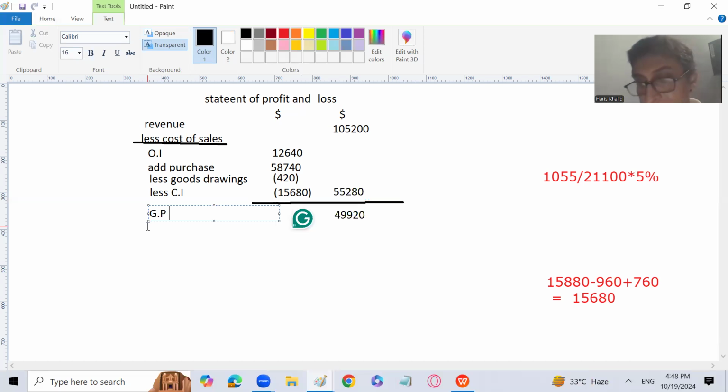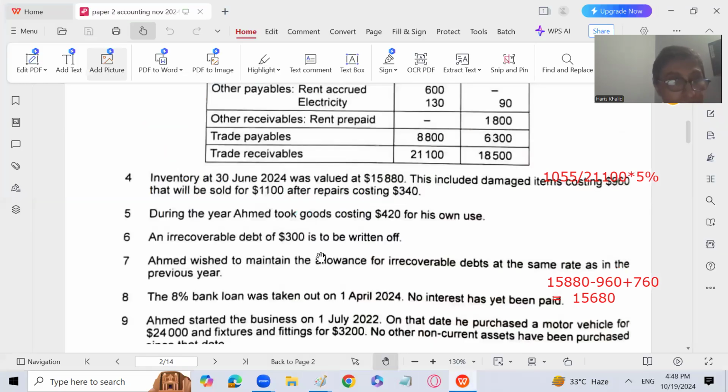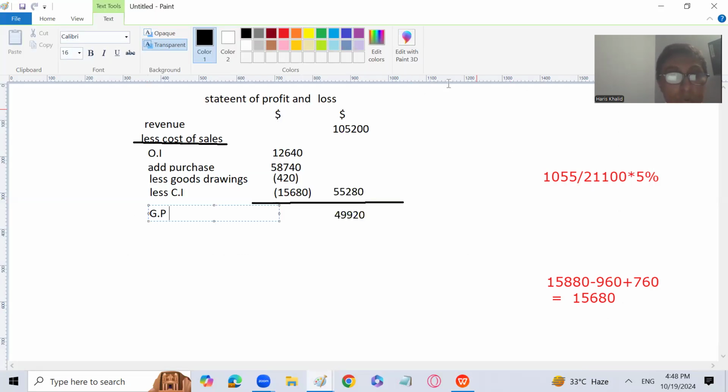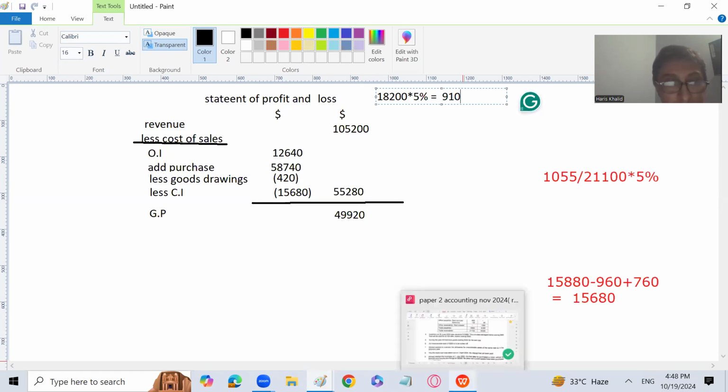Always remember this thing. Next is allowance for doubtful debts. Let's check it out. The bad debts are 300, so 18,500 are the trade receivables from which 300 has not yet been subtracted. So I will subtract 18,500 minus 300. We already got that our trade receivables are 18,200, and the provision is going to be 5%, which was the same provision as in the previous year. The answer is 910.